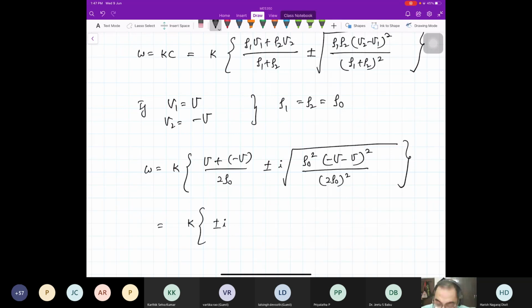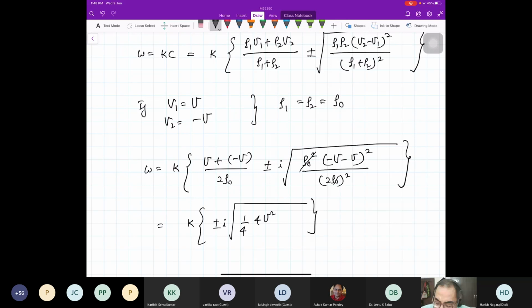Let me just make sure that I'm doing this correctly. Just bear with me for one second. Okay, so far it looks okay. Rho naught square cancels out. I have 1 by 4 u square, that is 2u whole square, that is 4u square.